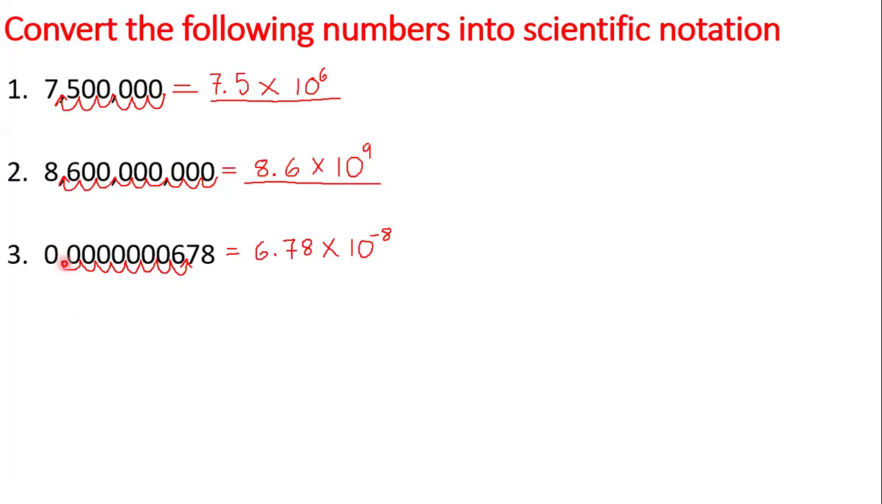So let's move it over. 1, 2, 3, 4, 5, 6, 7, 8. So 6.78 multiplied by 10 to the power of -8. All right. That makes sense? Yes, sir. Good.